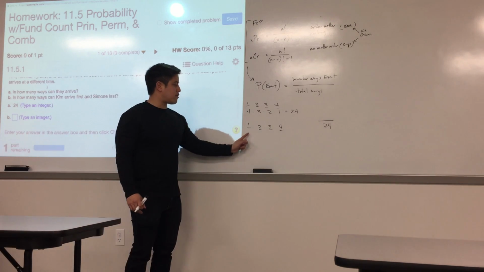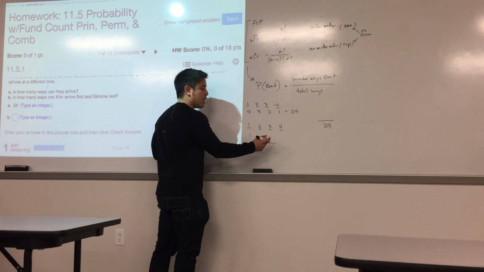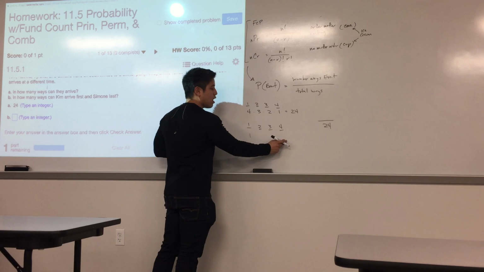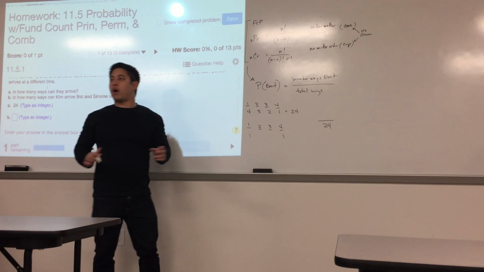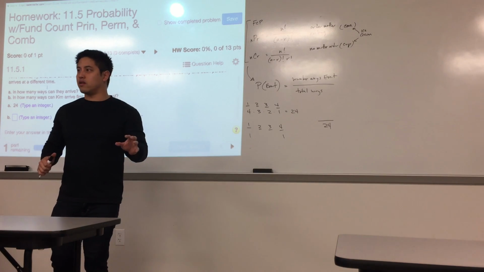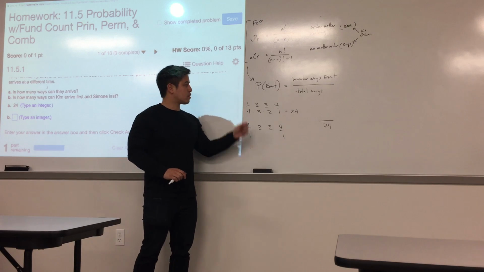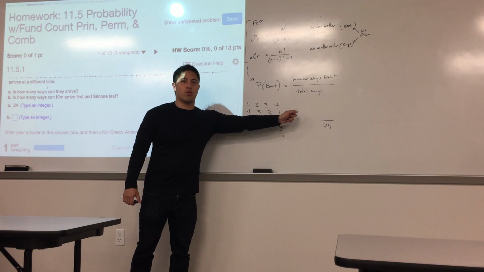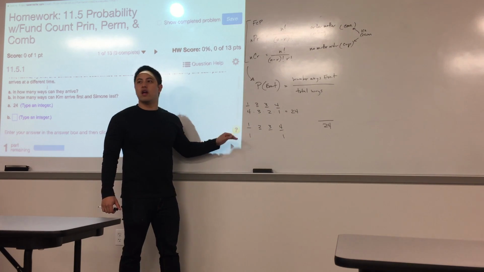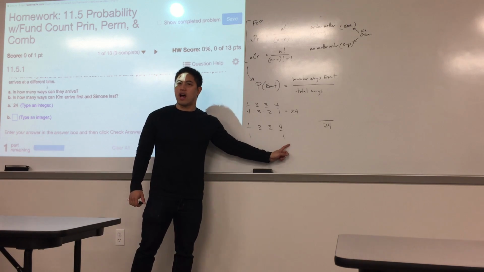So if Kim arrives first, how many options do we have for 1? 1. If Simone arrives last, how many options do we have for 4? 1. Those spots are taken. They're predetermined. Does that make sense? Which is very different from this, isn't it? This one tells you all the possible ways. What we're doing here is finding the ways that Kim can arrive first and Simone last.